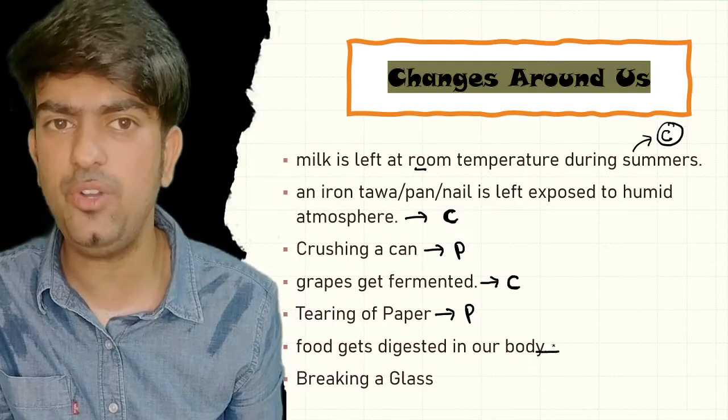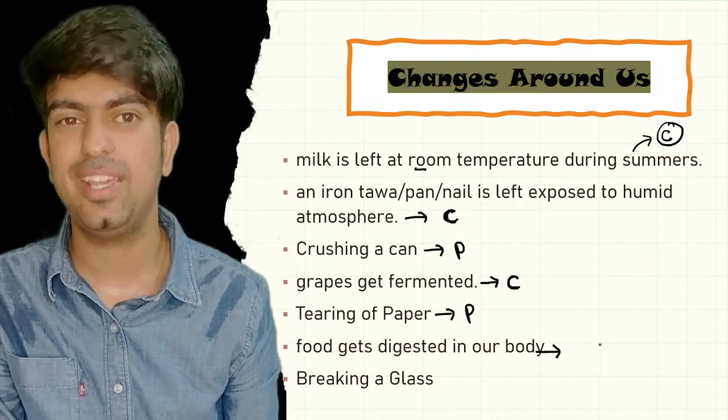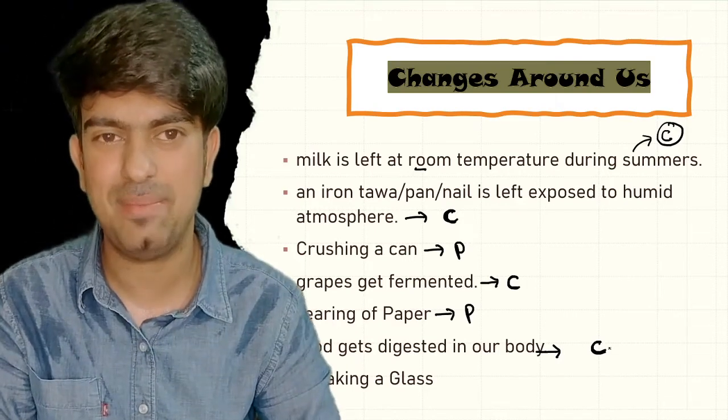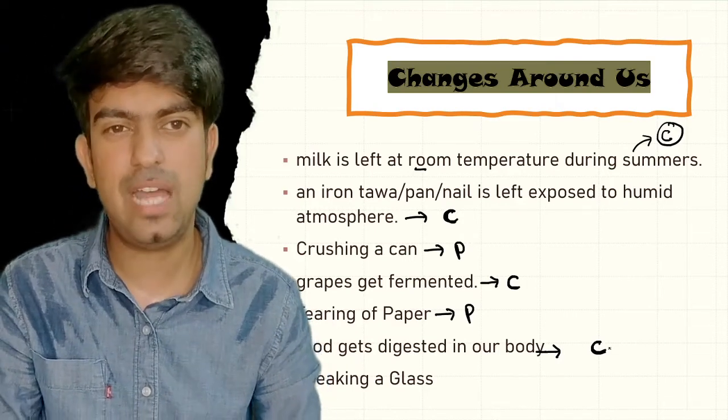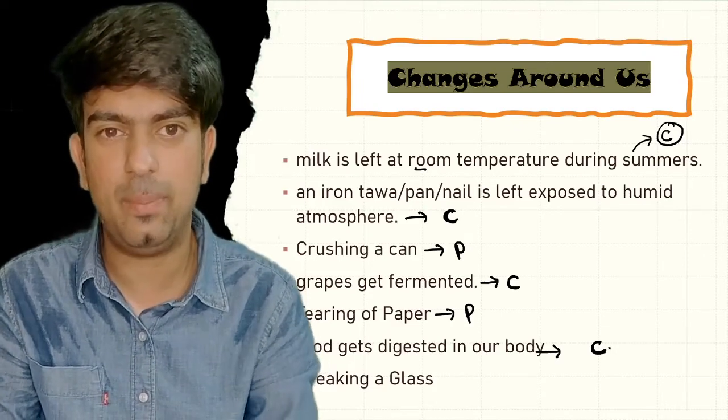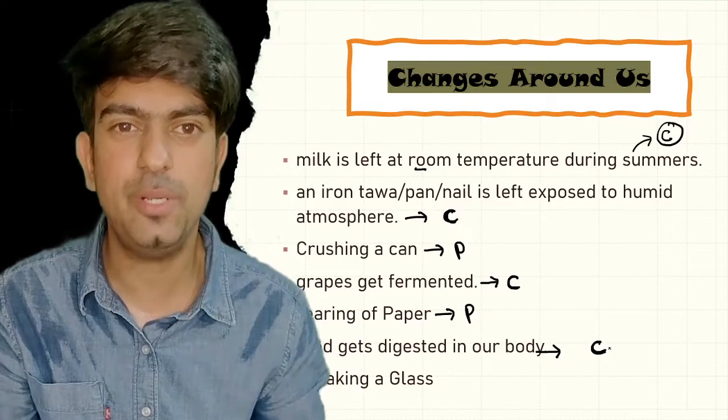Okay. Now, next example is food gets digested in our body. So, anyone who would like to answer this? Yes, it's a chemical change. That's very good. Why are we considering this as a chemical change? See, suppose I am eating starch. मैं starch consume कर रहा हूँ. वो starch जो है मेरे body में जाके ग्लूकोज में टूट जाएगा.